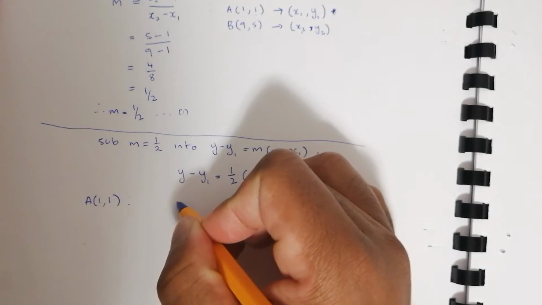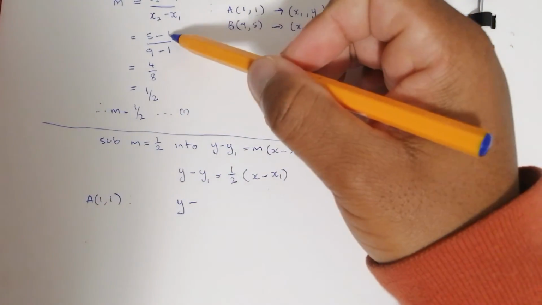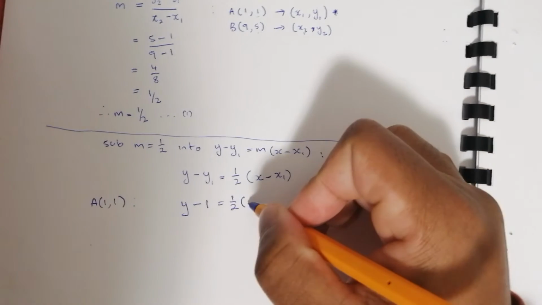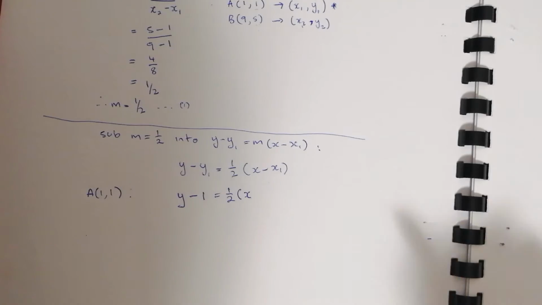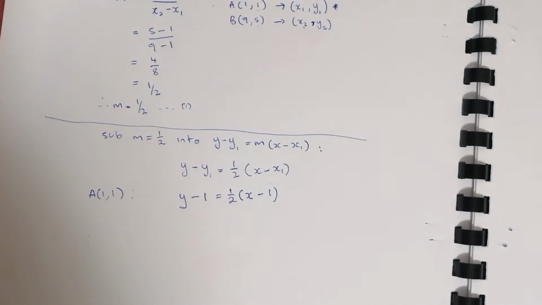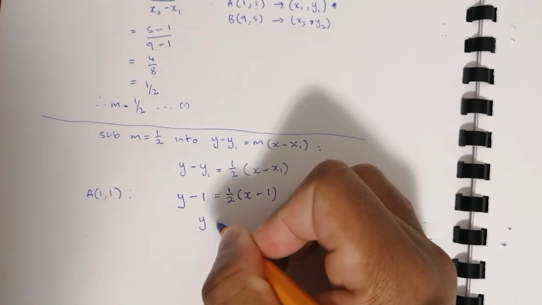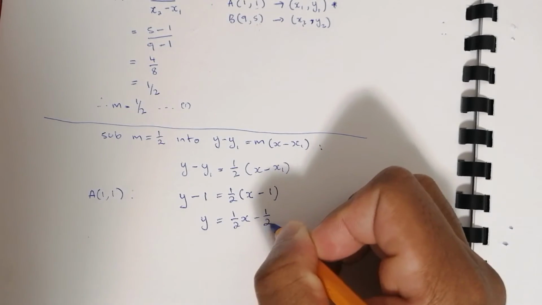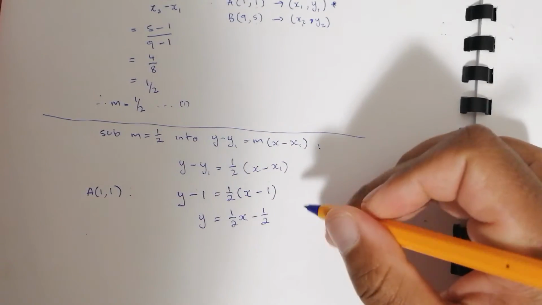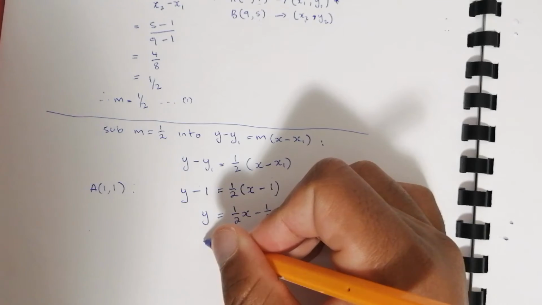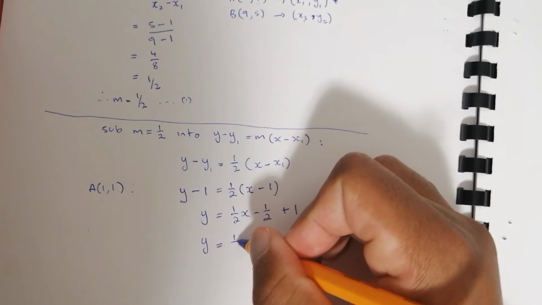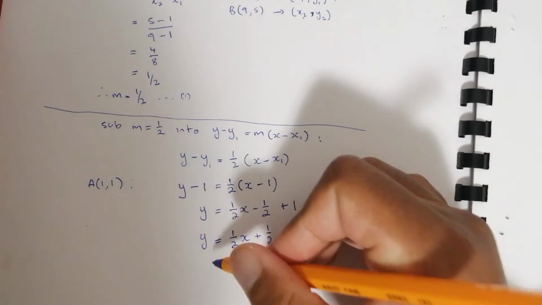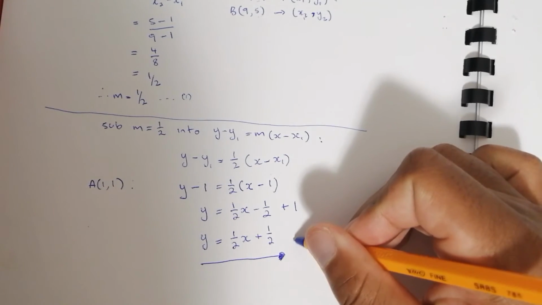So what we'll do is have y, and then for y1, just like we did with the gradient, we substitute 1, right? And then that's 1 over 2, and then we have x. And then for x1, we substitute 1. Okay, once we have that, we can work that out by multiplying this half into the bracket, so it's 1 over 2 x minus 1 over 2. We also take this 1 to the right, so it becomes plus 1, and then we have lastly y equals 1 over 2 x plus a half. And this is our equation of the line.